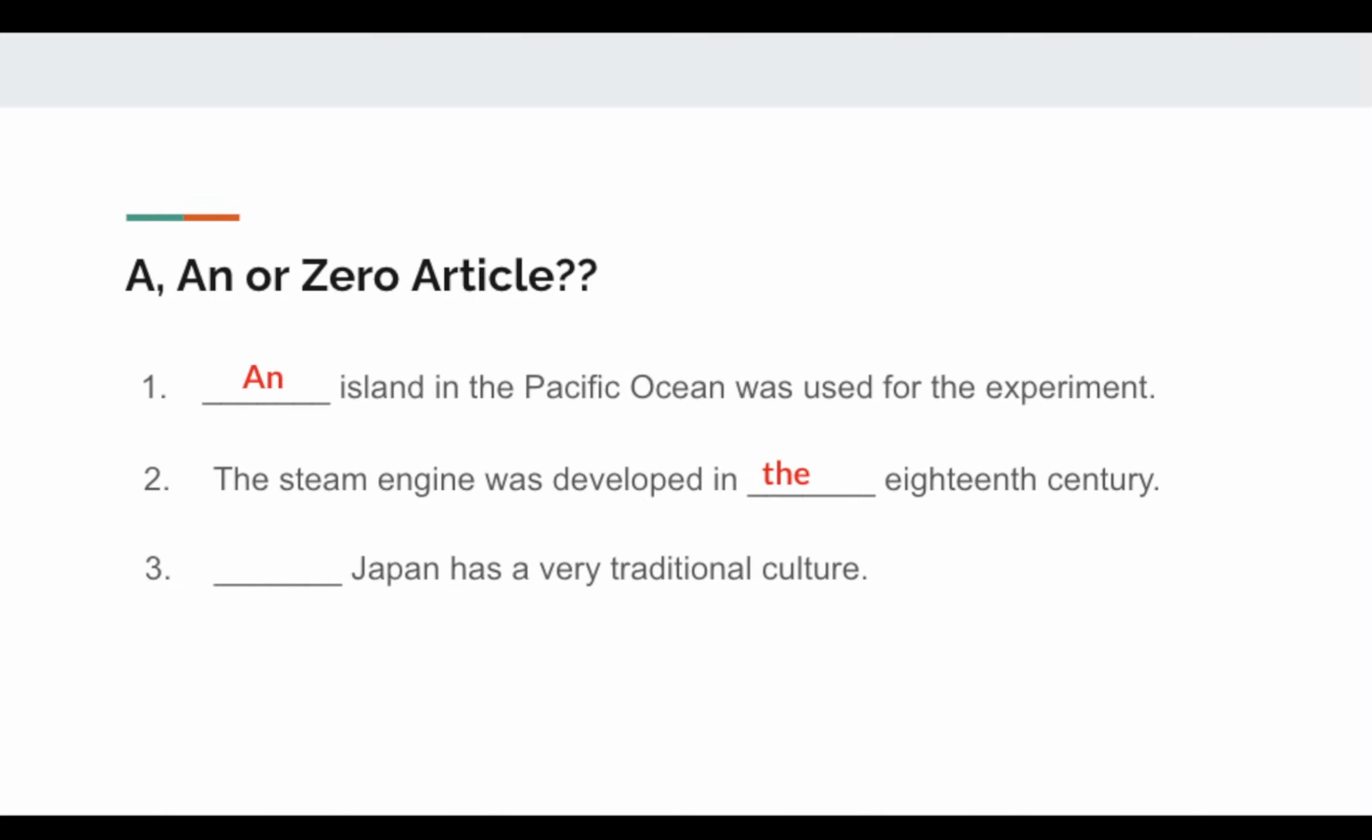Japan has a very traditional culture. If you said zero article, that is correct. Japan is a country, okay? It's a singular noun. It doesn't include words like united, union, kingdom, and so on. So there is no article before it. Again, Japan has a very traditional culture. Let's see number 4.